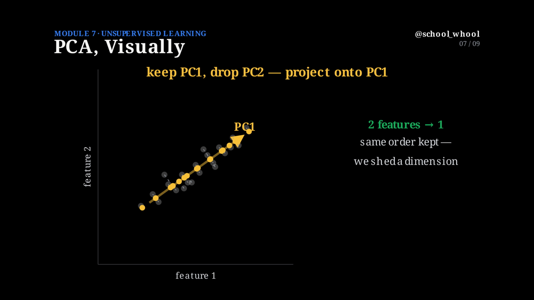We project every point straight onto the PC1 line, sliding it to its nearest spot on that axis. Two features have become one, yet the points still spread out in almost the same order. We shed a dimension and kept the essence.